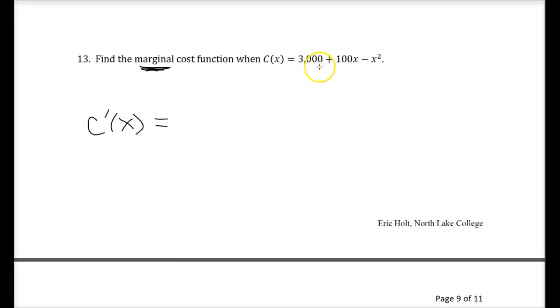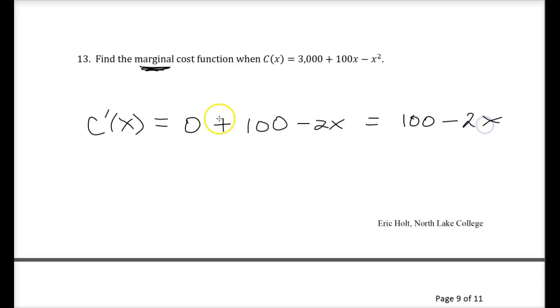So if we start off here, the derivative of any constant is 0. The derivative of 100x is just 100. And the derivative of x squared is just 2x. So, of course, once we're done here and we simplify everything, I still can't draw zeros for some reason. So our final answer here is just 100 minus 2x, and that is what the marginal cost function is. And again, when we say marginal anything, what we're trying to do is track the rate of change of whatever it is that we're trying to model with our function. So let's move on to the next question.